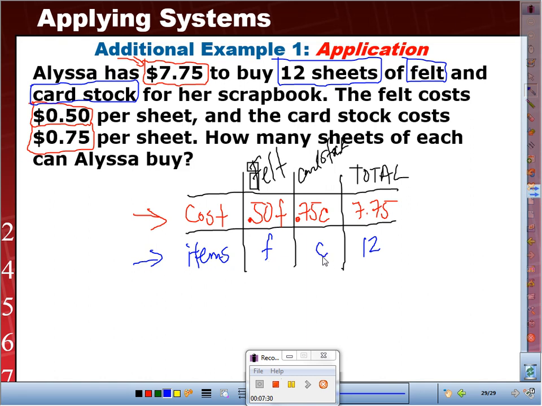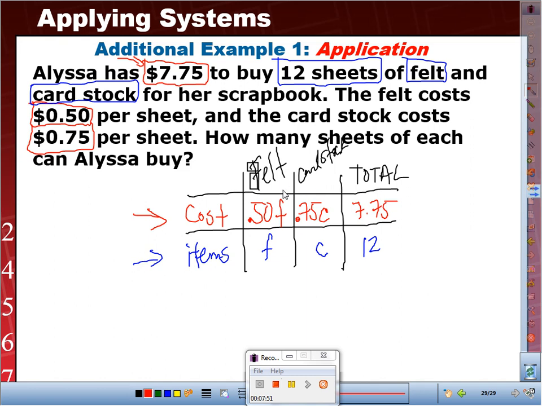Now, I heard earlier somebody say label this one X, we could label this one Y. But what do we know about systems? That they need to have the same variable. So if we started with F and C, that means that these need to be F and C. Okay, so with that said, at this point, look up please.